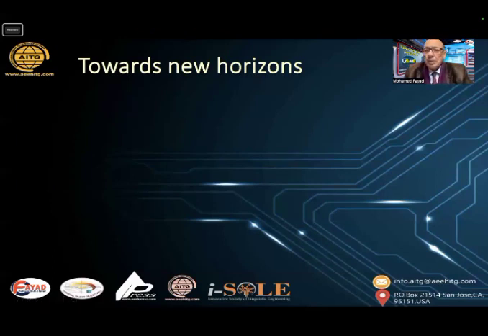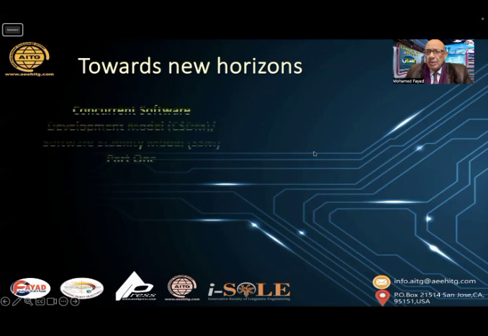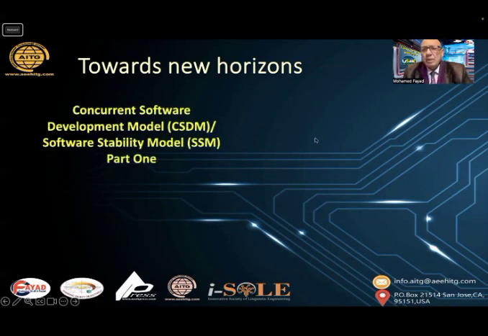This is a new lecture about a new methodology. It's not new, it actually has existed for quite some time, and it has been published in the Communications of the ACM in a sequence of columns on thinking objectively. I will show you the difference for you to look at. It's called concurrent software development models, or software stability models. This is part 1.